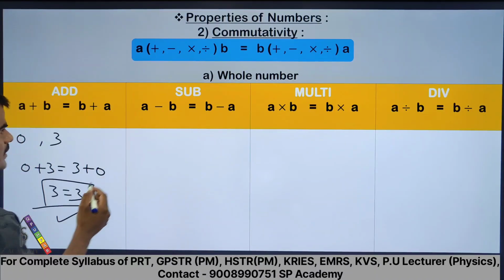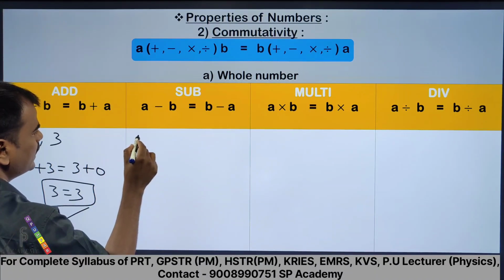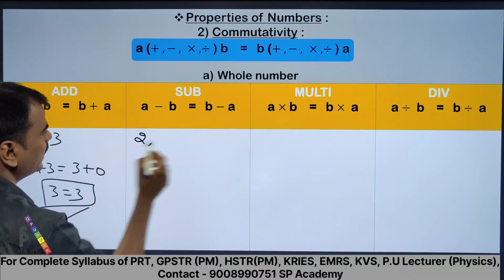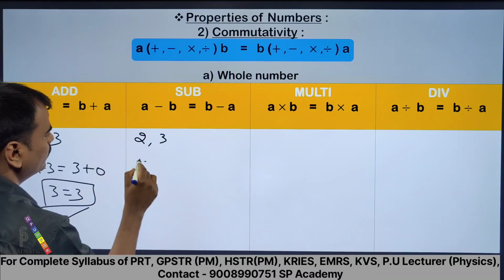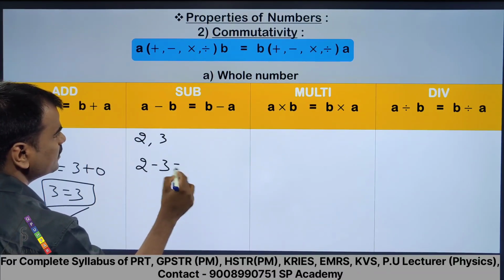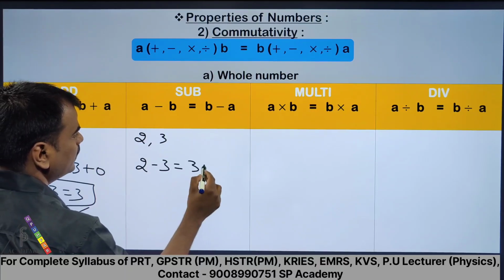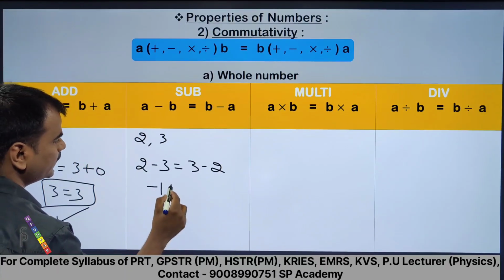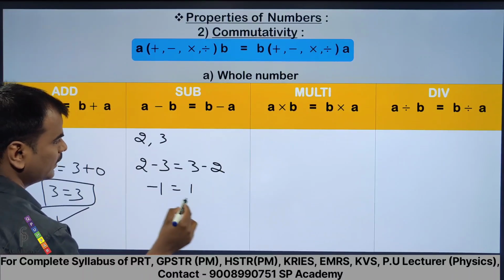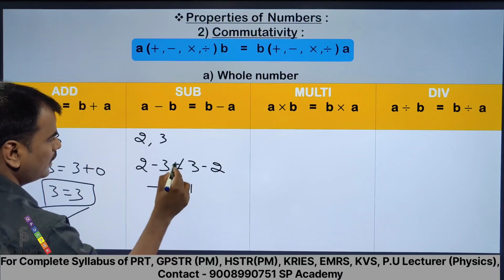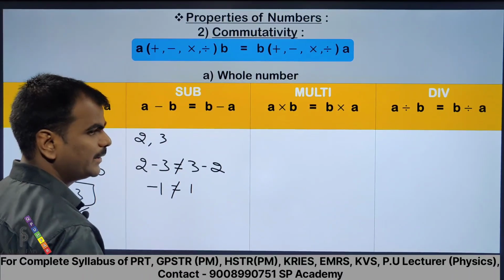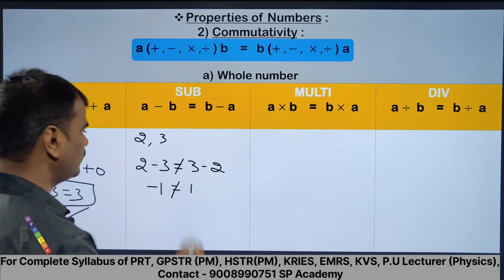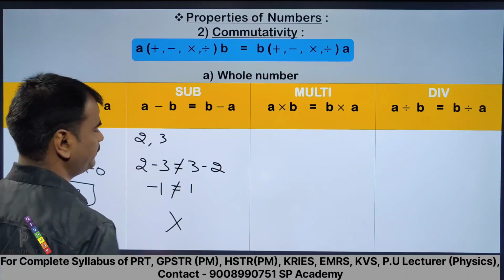Now we will check for subtraction. I will take A as 2 and B as 3. Therefore, 2 minus 3 is equal to 3 minus 2. 2 minus 3 is minus 1. 3 minus 2 is 1. Therefore, the commutative property under subtraction for whole numbers is not valid.